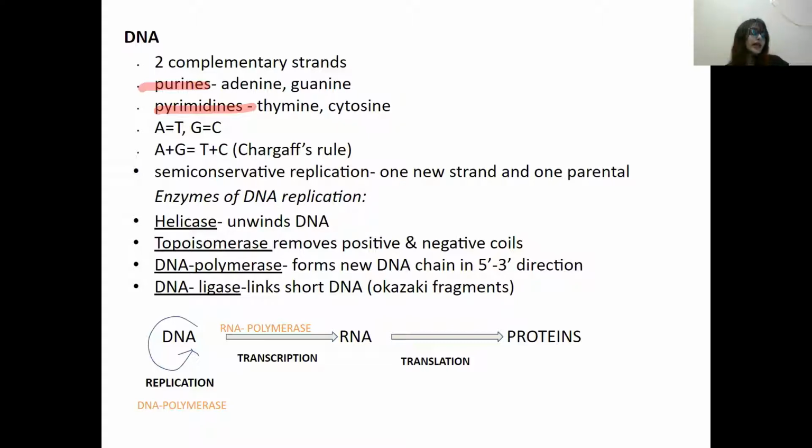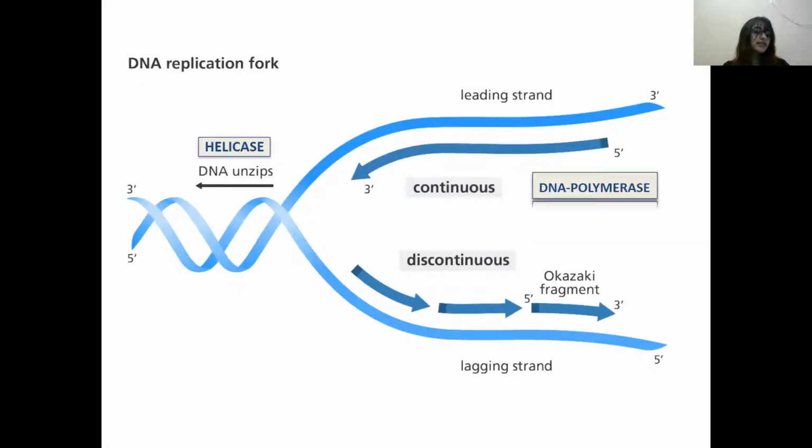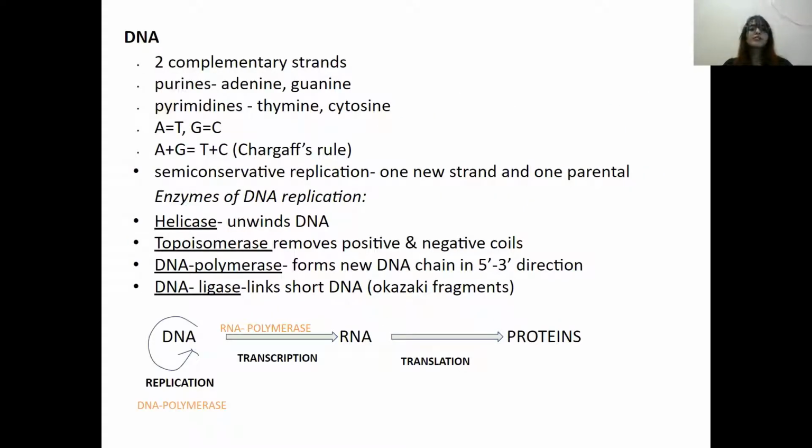So DNA replicates by a semi-conservative method, that is, one new strand is formed that is complementary to the parental strand. Quickly revising the enzymes of DNA replication, helicase unwinds the DNA. I'll show you in this picture. Helicase unzips the DNA. There are two strands, they are unzipping. And then there is topoisomerase that removes the negative and positive coils.